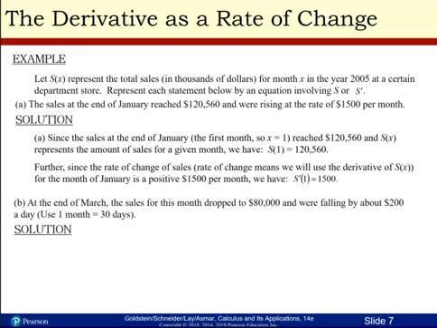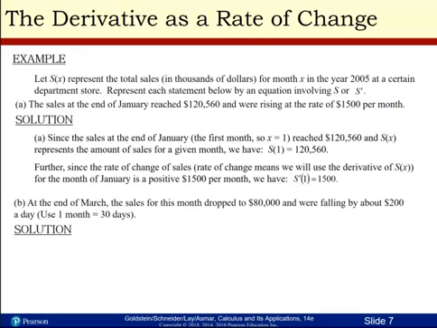Well, first off, since the sales at the end of January, now we're going to have January, since it's the first month, be x equal 1, reached $120,560. And S of x represents the amount of sales for a given month. So we're going to say that S of 1 equals 120,560. Further, since the rate of change of sales, the rate of change means derivative. So for the month of January, it's a positive 1,500. What we're going to write is S prime of 1 equals 1,500.